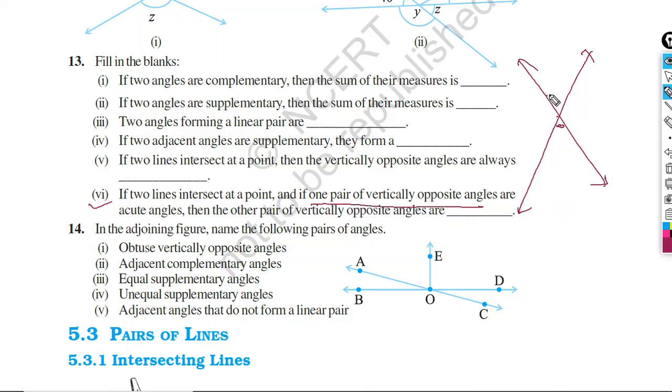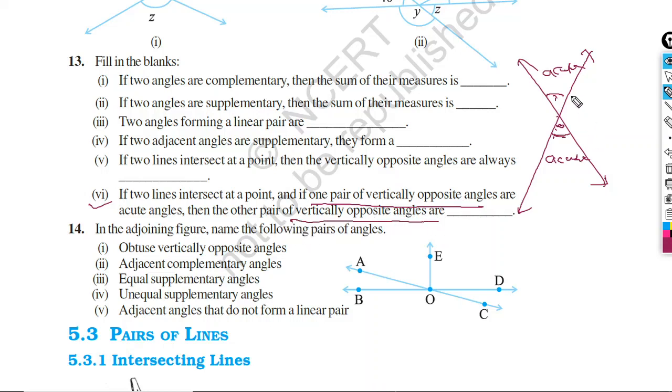Now I have drawn one pair as acute angle. Okay, that means their sum is less than 90 degree. Sorry, hold on. One pair of vertically opposite angles are acute. That means these angles are acute. This is an acute, and this angle is also acute. Now you see what the other pair of vertically opposite angles are.